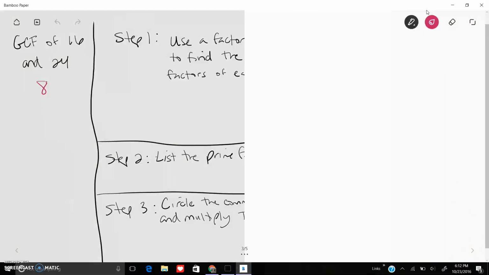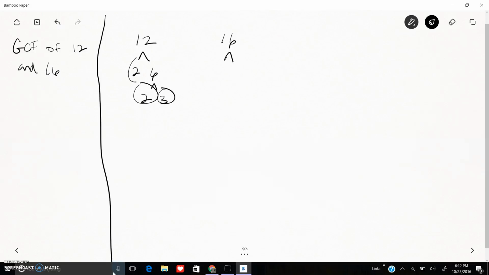Let's do a couple more. Greatest common factor examples. How about the GCF of 12 and 16? First thing I'm going to do is my factor trees. 12 is 2 times 6. 6 is 2 times 3. All of these are prime, so I can't go any further. 16 is 2 times 8. 8 is 2 times 4. 4 is 2 times 2. Prime numbers, can't go any further.